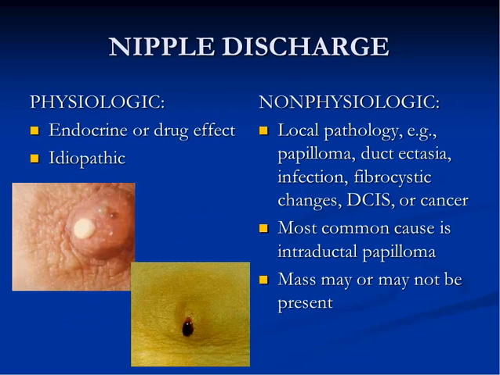Physiologic nipple discharge is usually caused by an endocrine disorder such as thyroid disease or hyperprolactinemia, or from medications. It also may be a benign finding with no identifiable cause. Non-physiologic nipple discharge represents an underlying pathologic process of the breast. The most common cause is an intraductal papilloma. A palpable mass under the nipple may or may not be present.